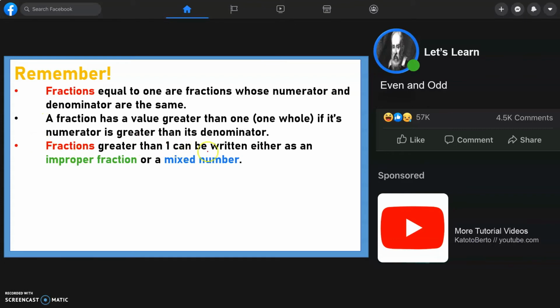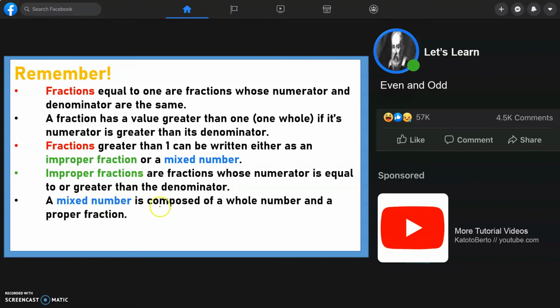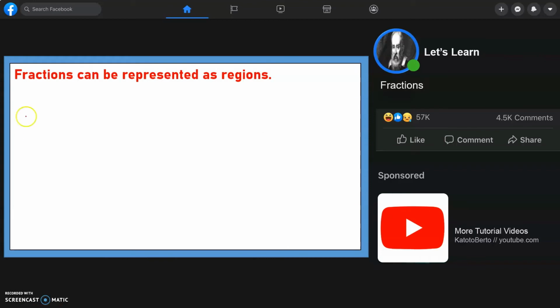Fractions greater than 1 can be written either as an improper fraction or a mixed number. Also, improper fractions are fractions whose numerator is equal to or greater than the denominator. A mixed number is composed of a whole number and a proper fraction. And lastly, fractions can be represented using regions, set, and number line. So let's start with fractions represented as regions.